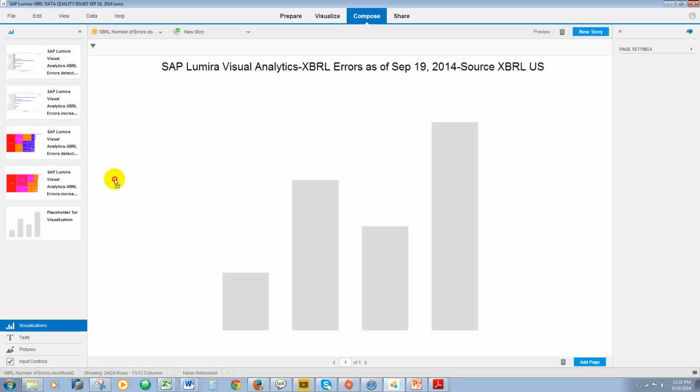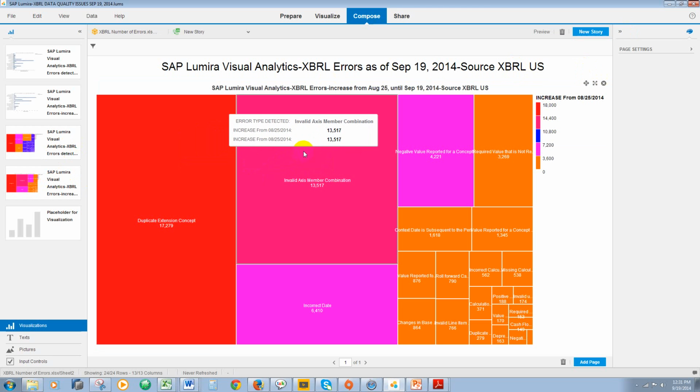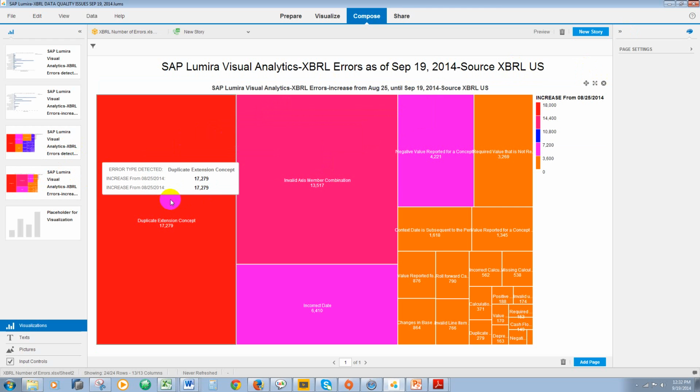So let's pull one of these tree maps over here, and so we are seeing the increase in the errors from August 25th until today, that is September 19th. So we have duplicate extension concept, that is duplicate extensions, that is extensions are being created in spite of having a standard US GAAP tag. So the growth over a period of 3 weeks is 17,279, so that's a fairly large number.